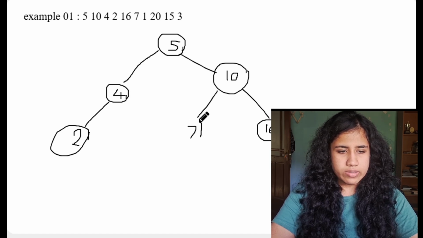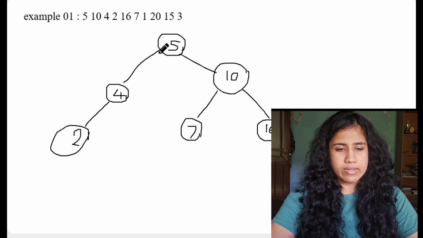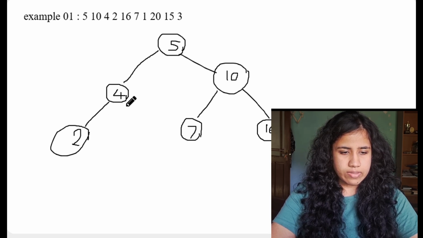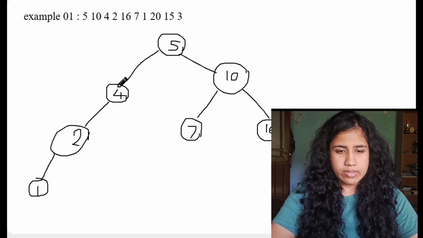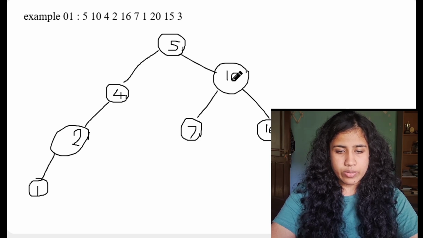Then we have 1. It is less than 5, less than 4, and less than 2, so it goes to the left of 2. Then 20: greater than 5, greater than 10, so it goes to the right side. And 16 is here; 20 is greater than 16 as well, so it goes to the right child.